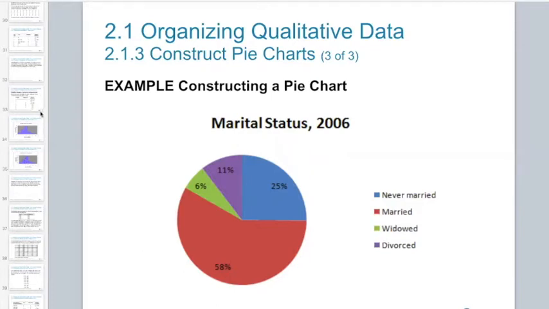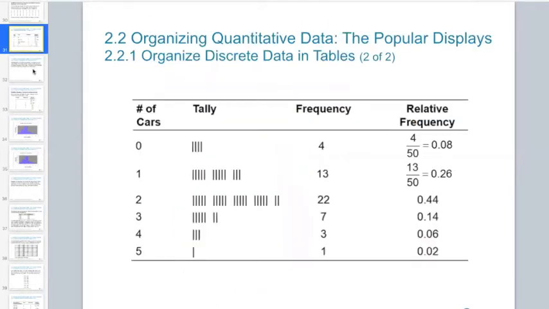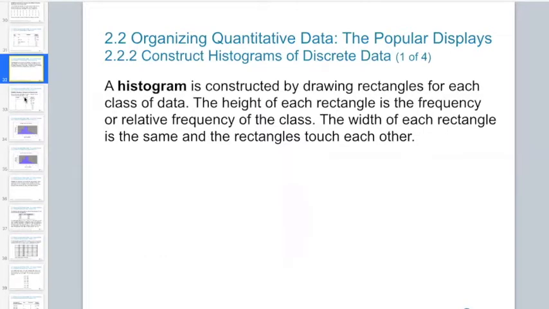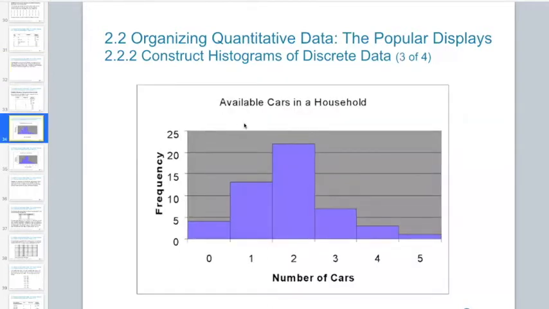Okay, moving on. Sometimes we need to represent discrete data. We can create the same kind of frequency table with that. But if we're dealing with quantitative data, instead of a bar graph, we want to use a histogram to represent those values. So for this one, if we're talking about the cars that we have available in a household, then we've got all of this information.